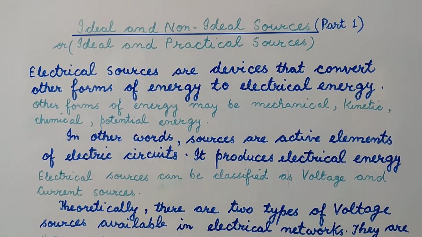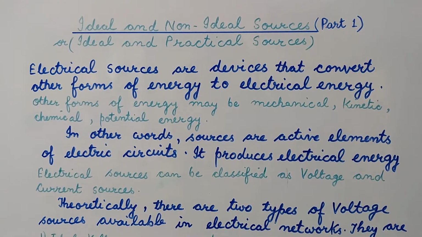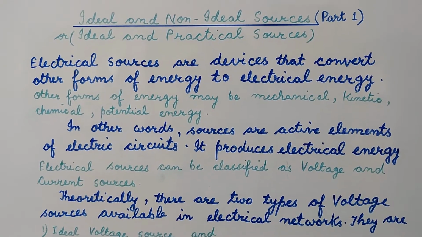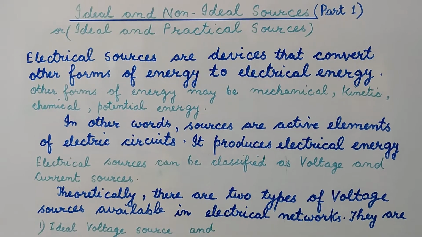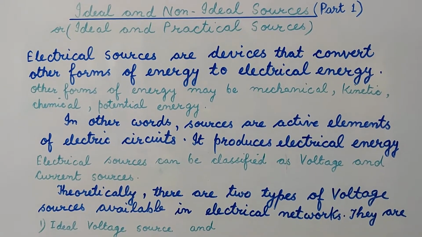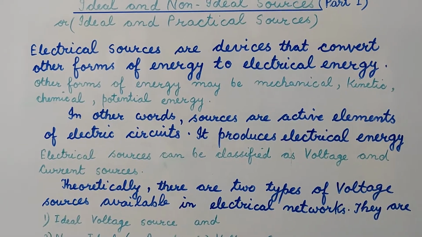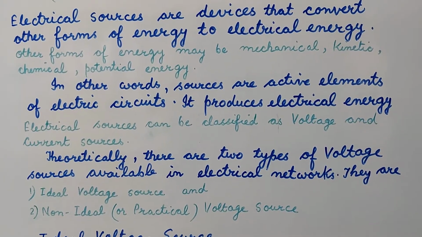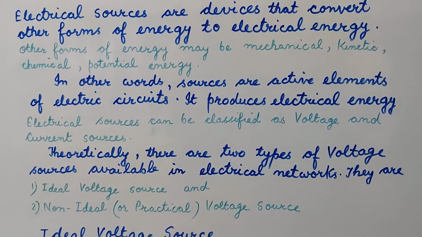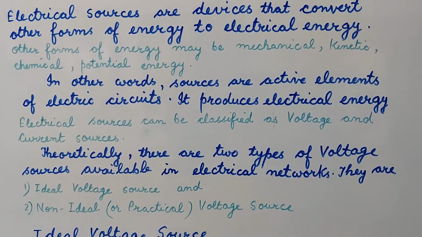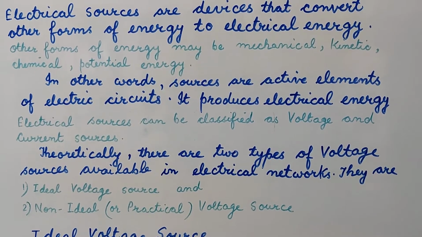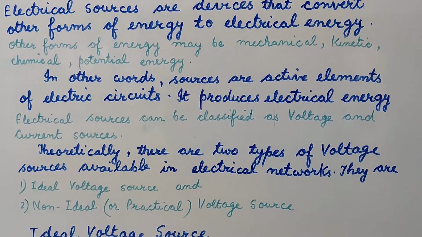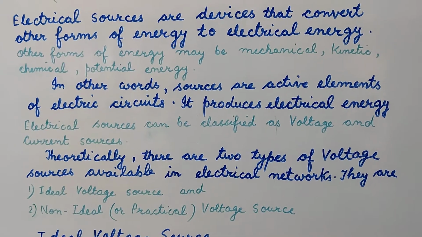The sources are the active elements of the electric circuits because they produce electrical energy, and any electrical source can be classified as voltage and current sources. Theoretically, there are two types of voltage sources which are available in any electrical network. These are the ideal voltage source and the non-ideal or the practical voltage source.